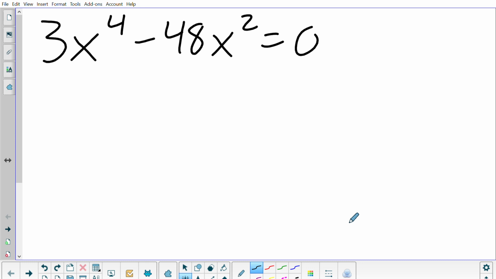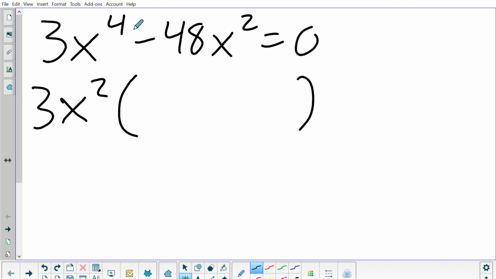Hey guys, we're going to work on exponent rules and radical rules. So when I get something equal to 0, I want to use the 0 as much as possible to help cancel things out. So the first thing I'm going to do is factor out a 3 and an x squared. To get back to 3x to the power of 4, that would be x squared, and then minus 16. 3 times 16 is 48, and x squared times this gets me to that x squared.